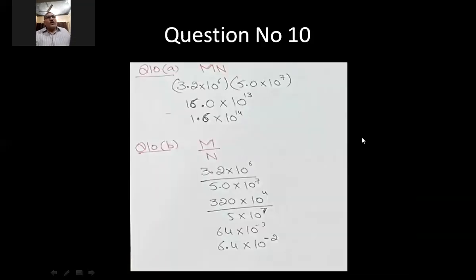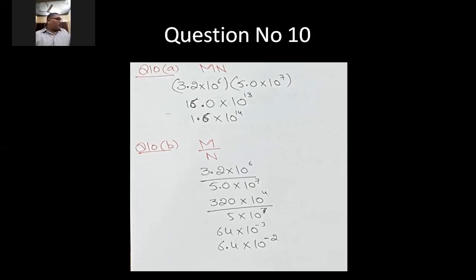Okay, so now we are on question number 10, and question number 10 says, given that m equals 3.2 × 10^6 and n equals 5.0 × 10^7, find the value of each of the following, giving your answers in standard form. There are two parts, part A and part B. In part A, they say find the answer of mn, and in part B, it says m divided by n.